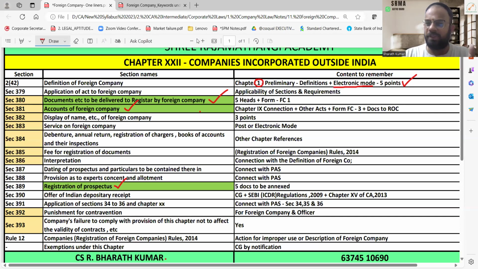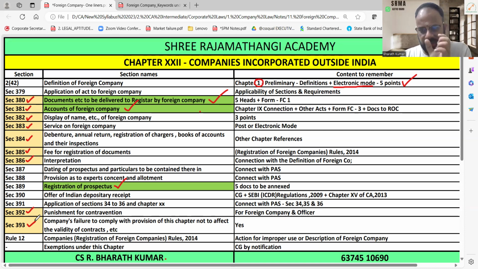That means they will talk about the applicability of sections. What section numbers and all will be there, and how easily you can remember what sections there are. I have colored here 380, 381, 382, 383, 384, 385, 386, 392, and 393. These are the applicability of the sections directly to a foreign company. You can write this also. I have colored it. So these are the sections applicability.